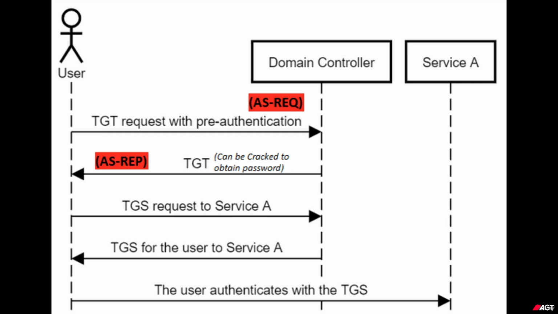With pre-auth disabled, that whole verification process the KDC does is skipped. The AS-REP is sent back to the client who originally requested the TGT, and it can then be cracked offline to get the user's password.